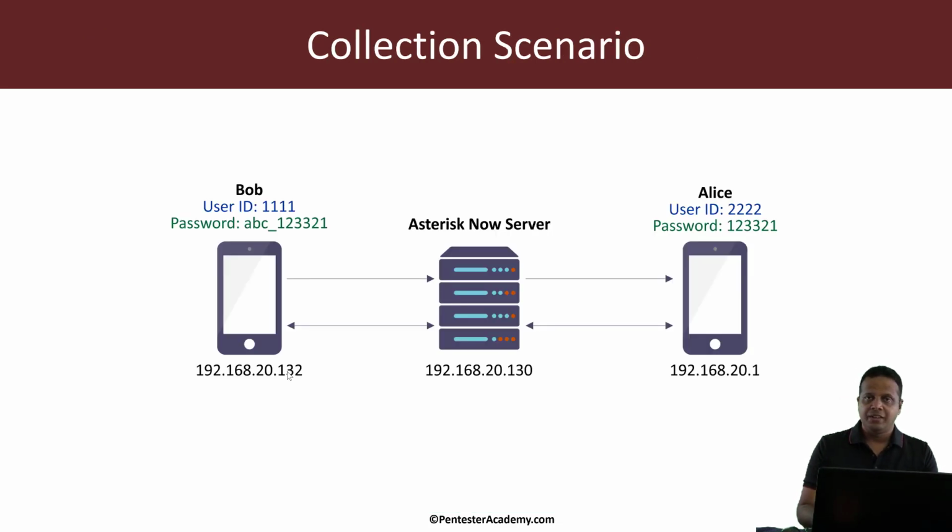At the very end of this course, there'll be a couple of videos on how you can create your own home setup. But for this class, I already have a pre-created PCAP file which we will use. So what is the scenario? We have Bob and Alice, and they communicate via the Asterisk server in between, which is at 20.130.